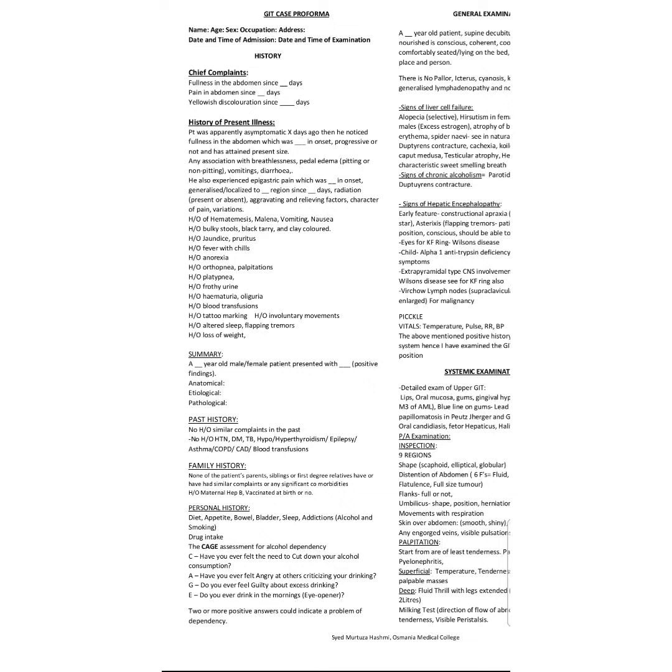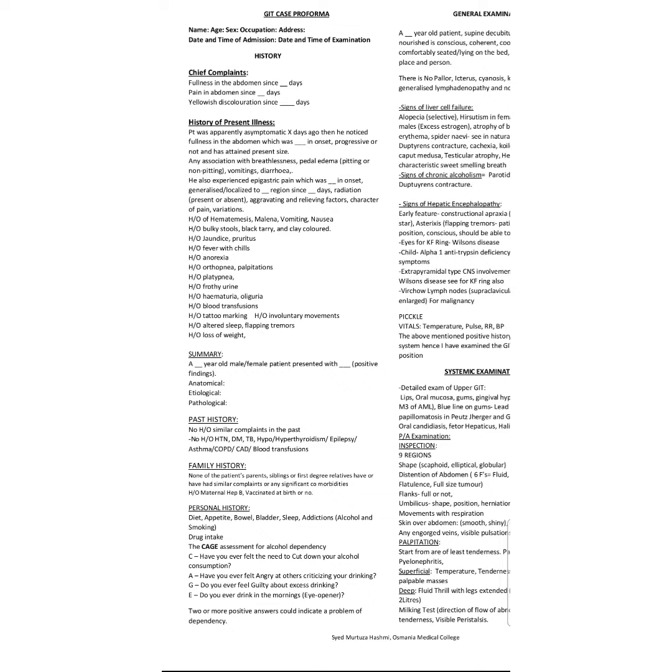History of orthopnea, palpitations will rule out the CVS cause. History of platypnea: in sitting or the supine position, the patient will get shortness of breath, so you need to rule out platypnea. History of frothy urine will rule out the renal cause. History of hematuria, oliguria also rule out the renal causes. History of any blood transfusions will rule out viral hepatitis. History of tattoo markings will also rule out viral hepatitis.